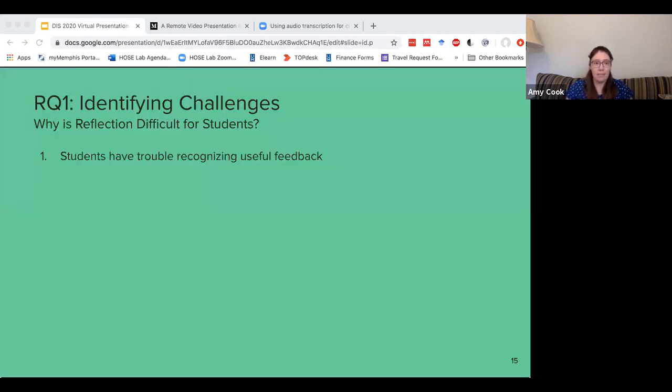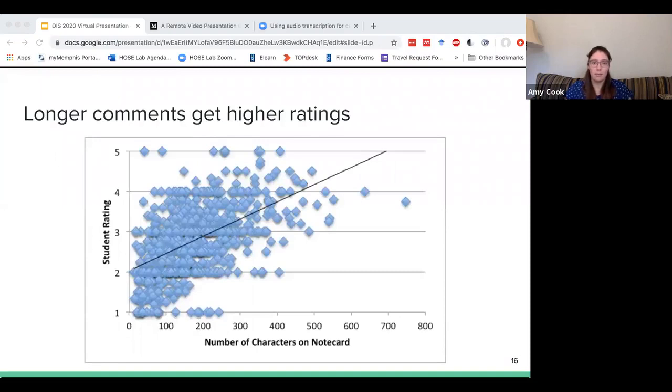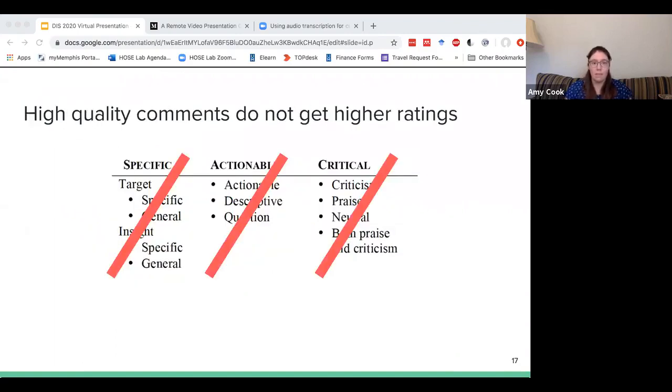So what did we find? First, we found that students are not great at identifying which feedback is good. So students tended to give better ratings to longer comments. They assumed that 3 sentences was better than 1. Second, experts had said that specific, actionable, and critical feedback were qualities that made feedback successful, but students did not give higher ratings to these higher quality comments.